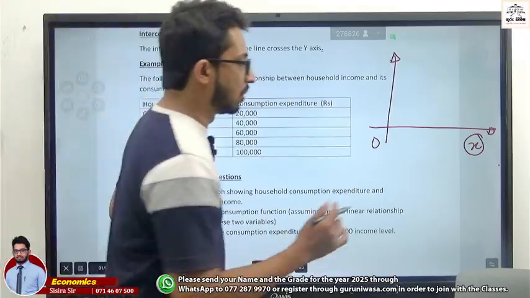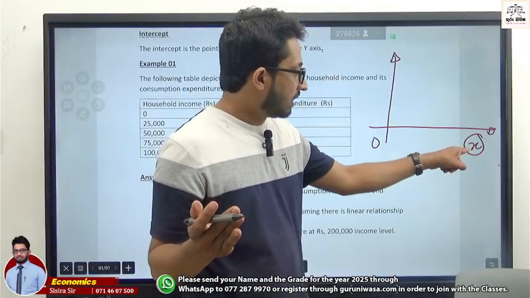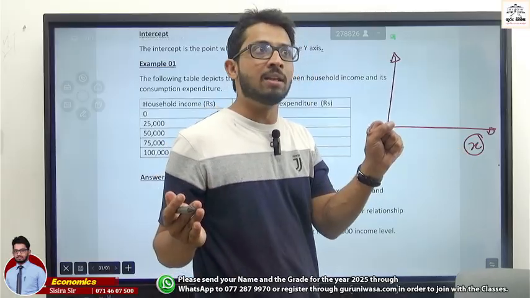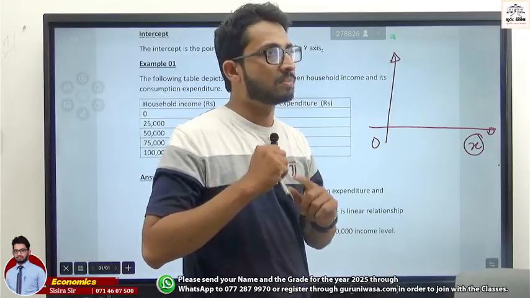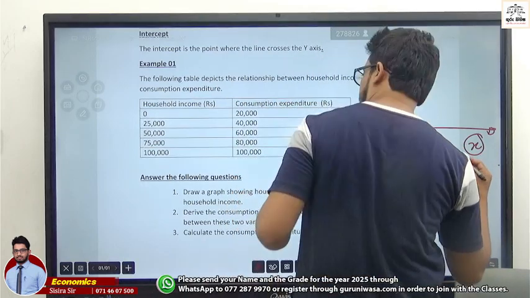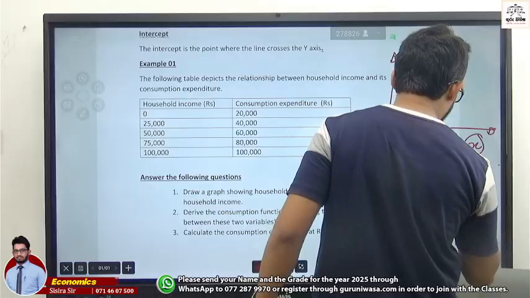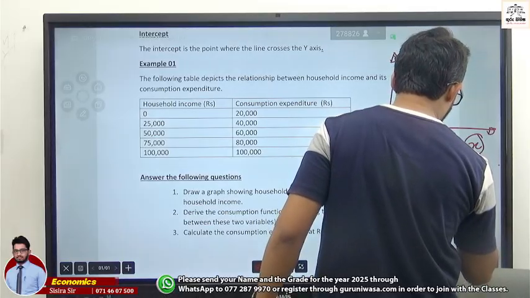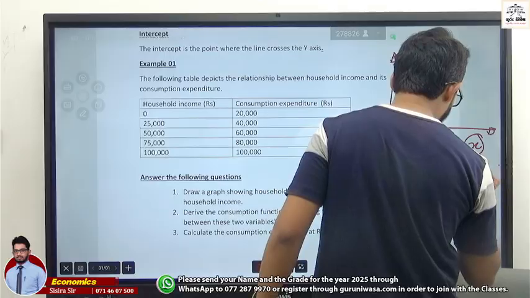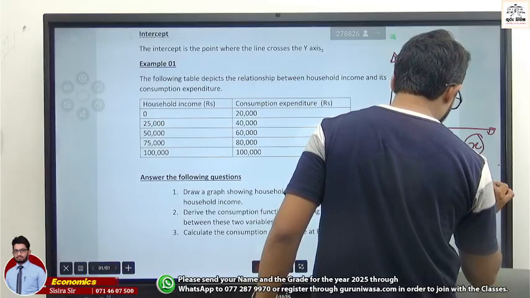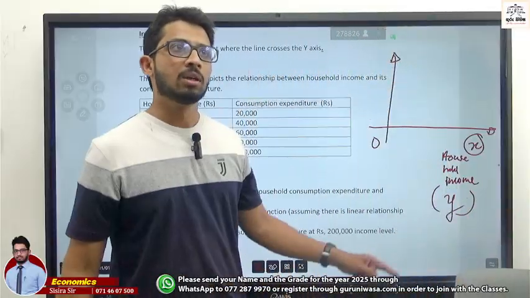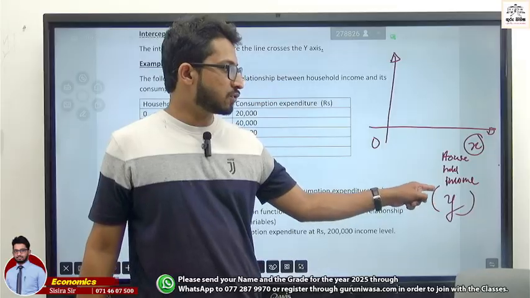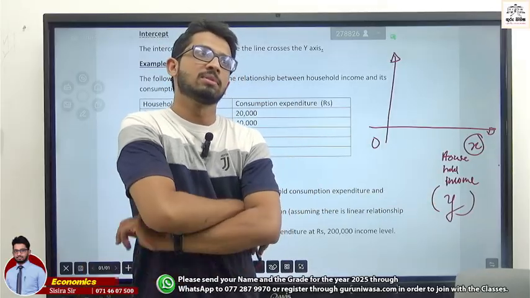Household income. Household income, yes, good. Lamai, the x-axis should be labeled as household income. Remember, you can't change the axis. Here, the independent variable is household income. Lamai, the abbreviation is Y. Right? Y stands for household income.